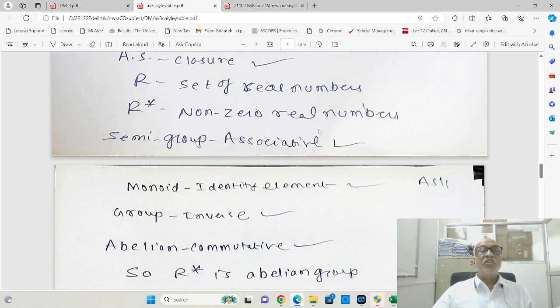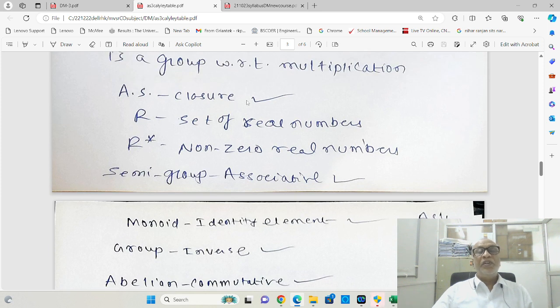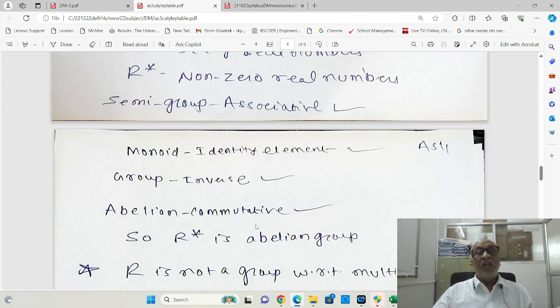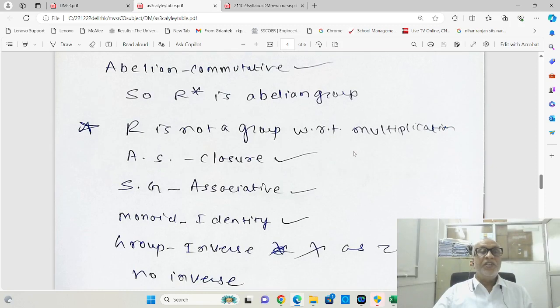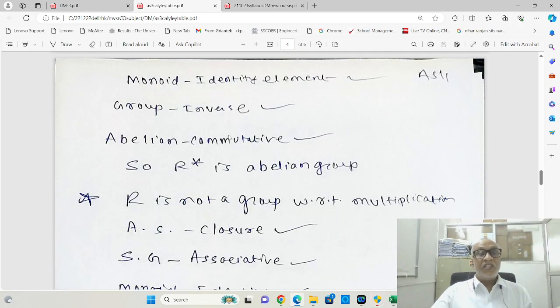As it is a non-zero real number, it will show the closure property, so it is an algebraic structure. It will show the associative property, so it is a semi-group. It will have an identity element, so it is a monoid. It will have an inverse element, so it's a group. It also holds the commutative law, so it is abelian. So the non-zero real numbers with respect to the multiplication operation form a group as well as an abelian group.